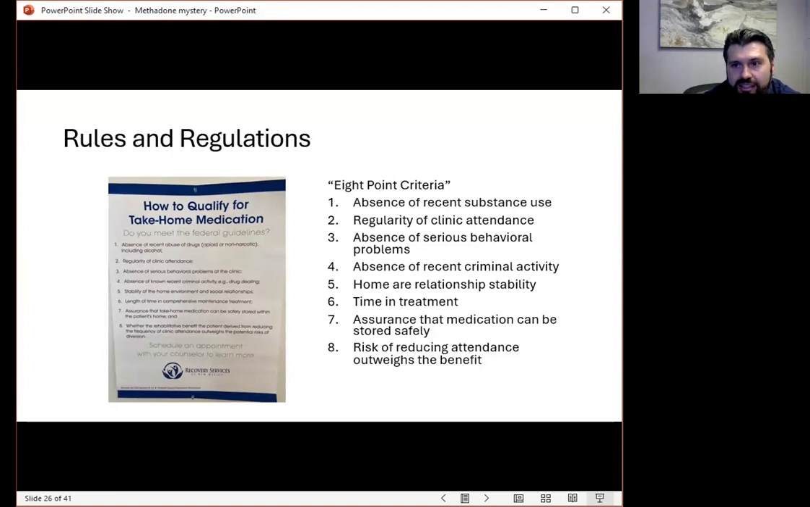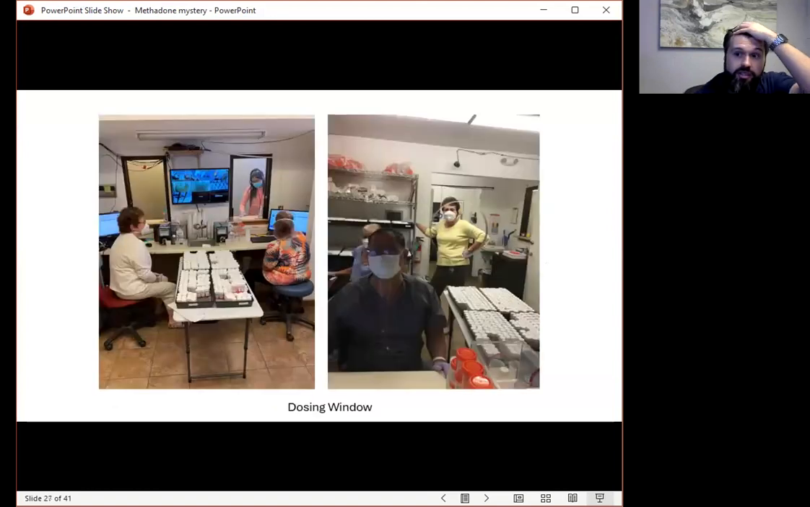They have to assure that the medication can be stored safely and that the benefits outweigh the risks when it comes to getting these take homes. So a lot of things that patients have to go through. And because of that, patients typically just get dosed daily at the clinic. Most patients, for the most part, at least in my clinic.